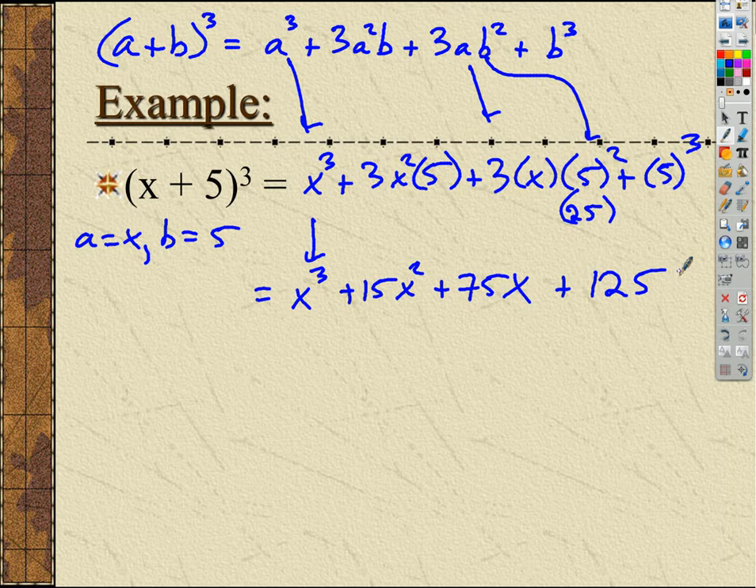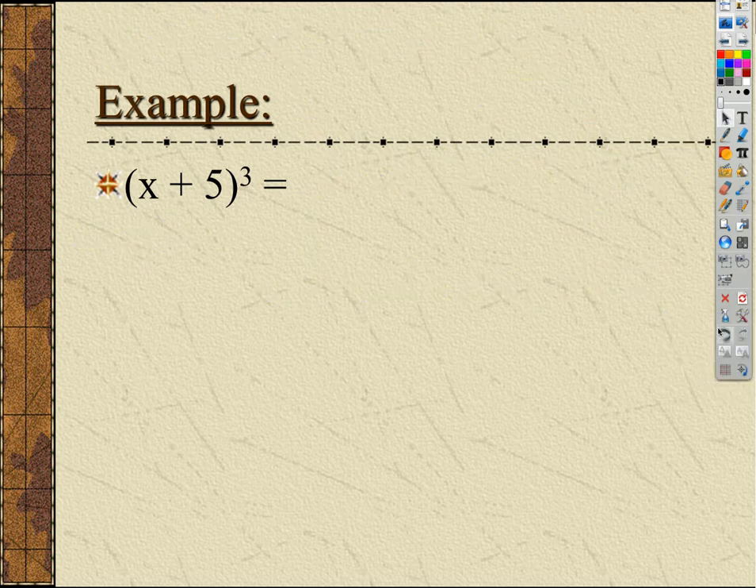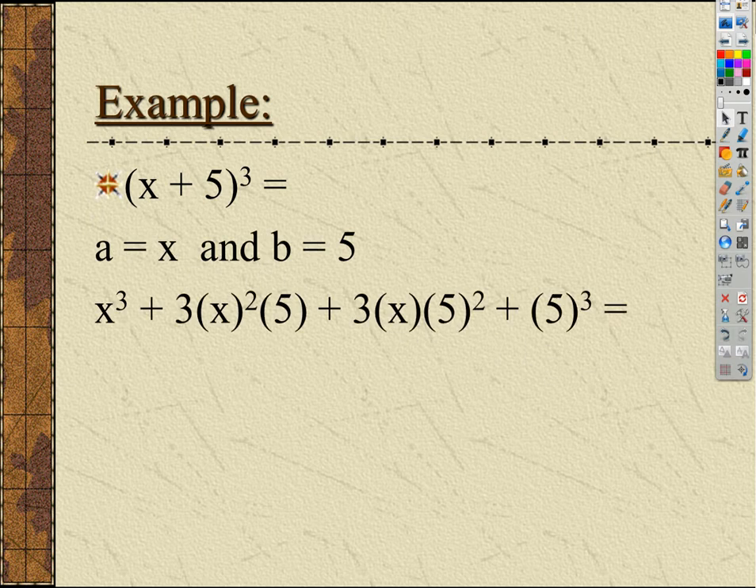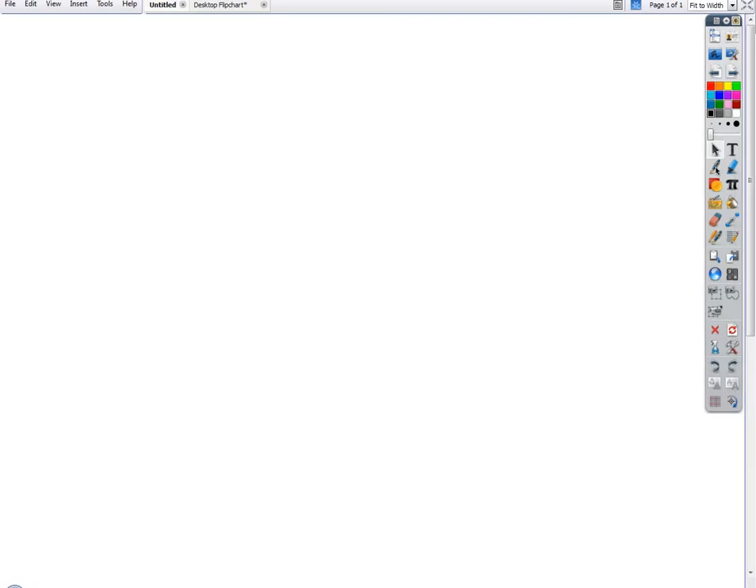Okay. So let's do one with a minus. Okay, so there's what we just did, right? Okay, there's our answer. Okay, let's do one with a minus. So what about this? What about that one? So 2x is a. Okay, let's write our pattern down.